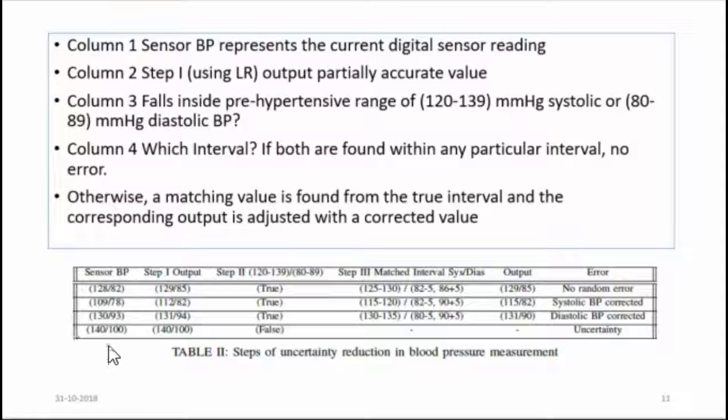Now in another case, 140 by 100 goes beyond the range for the pre-hypertensive person. So it is actually an uncertainty, and we have to use the previous steps again.